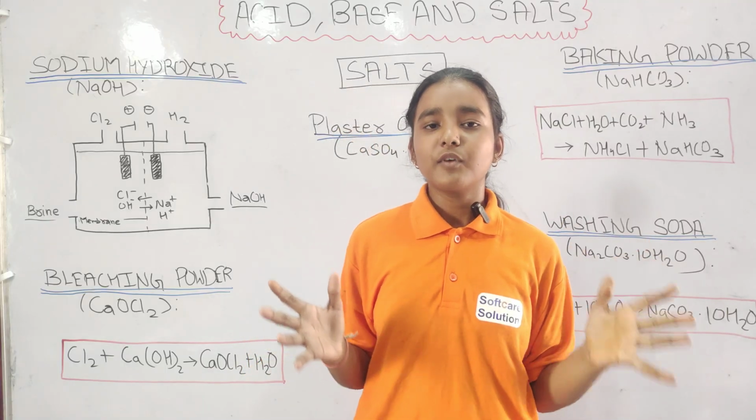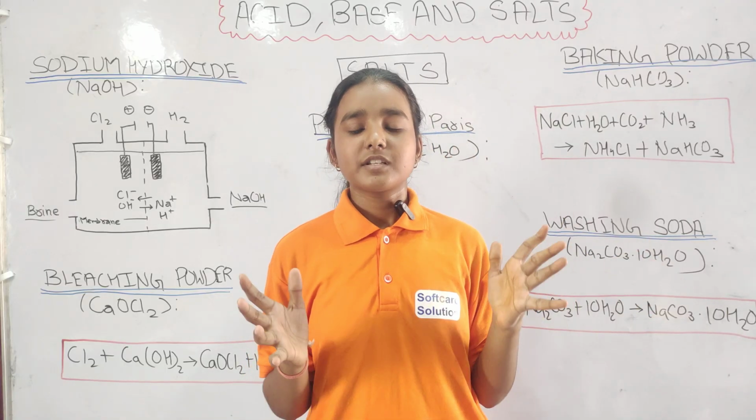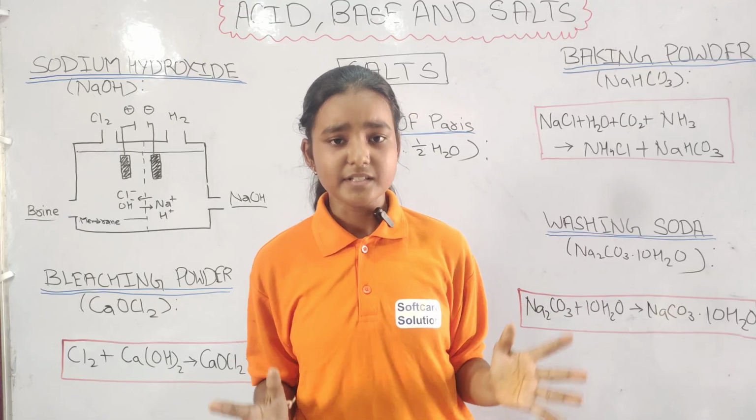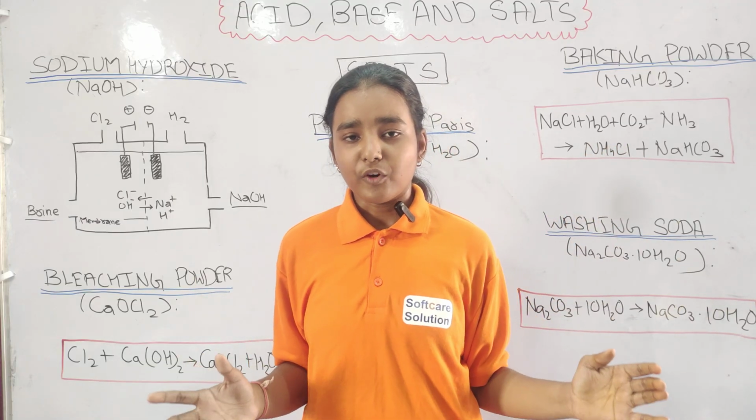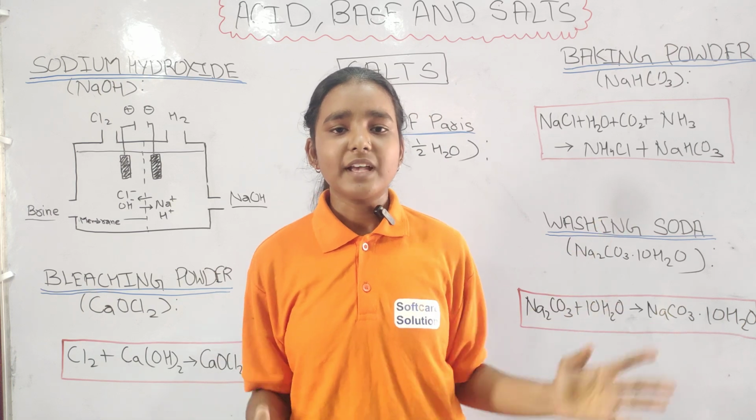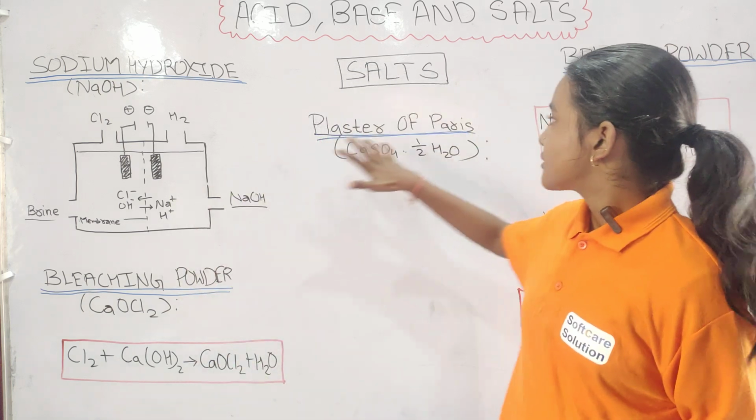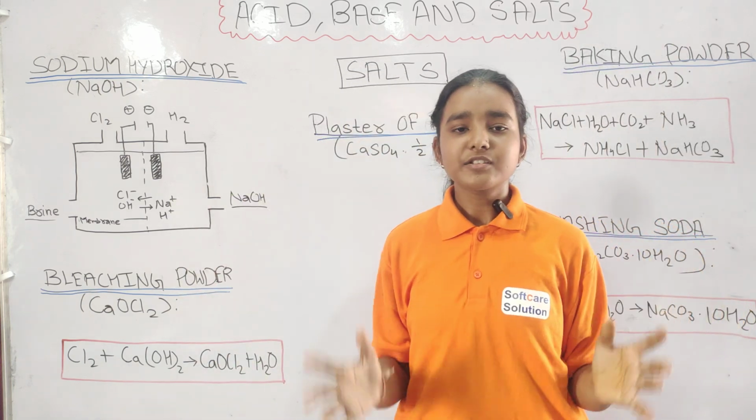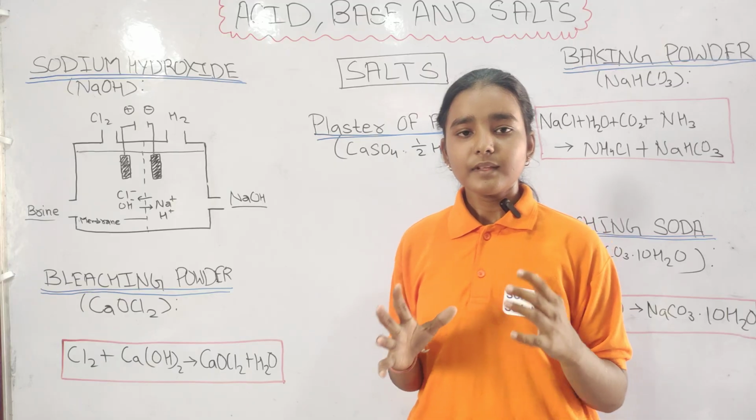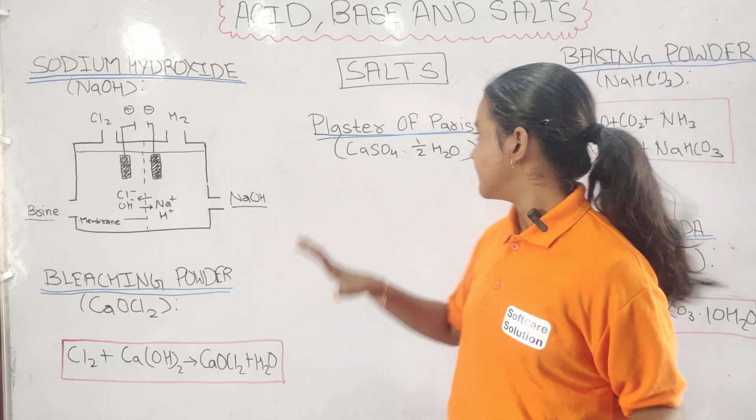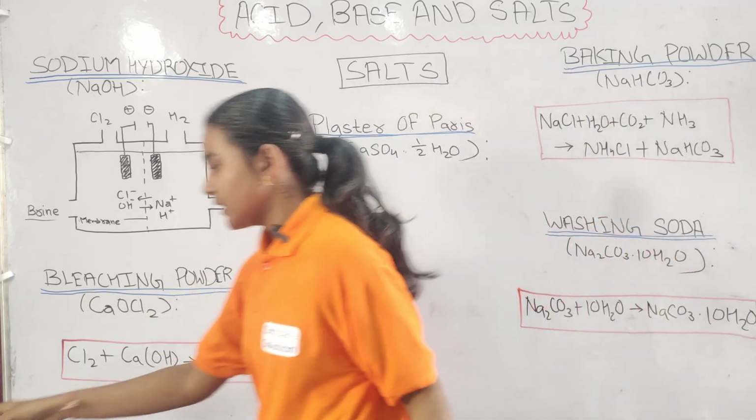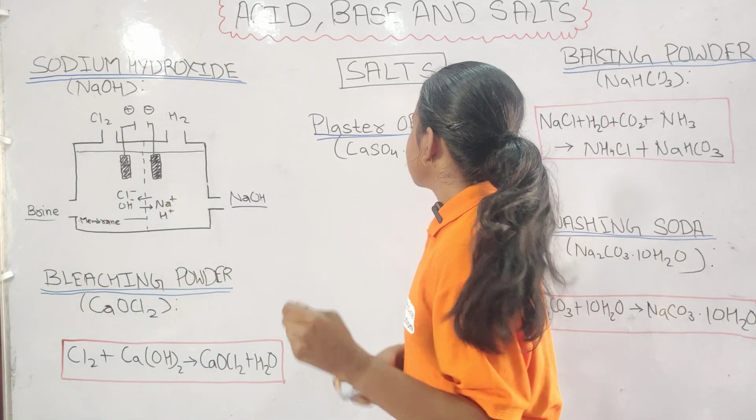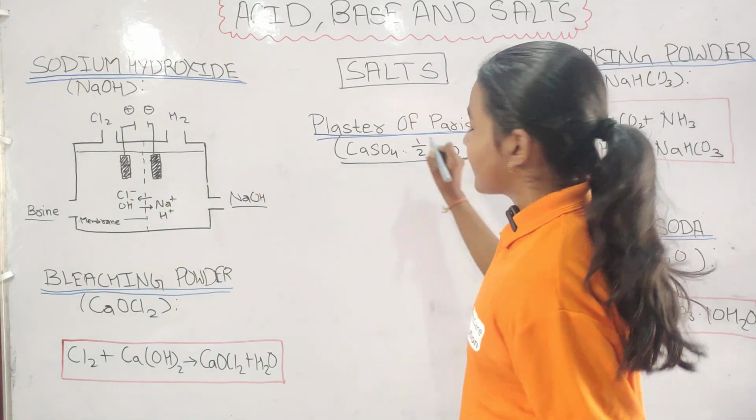Actually, what is the water of crystallization? Water of crystallization means the fixed number of H2O present in one formula unit of salt. The best example of this is plaster of Paris. The plaster of Paris contains half H2O. In this, we can see that it's the plaster of Paris.